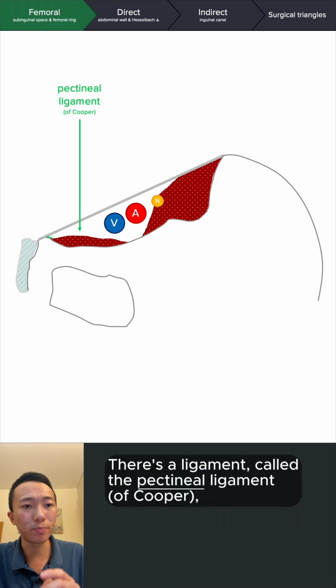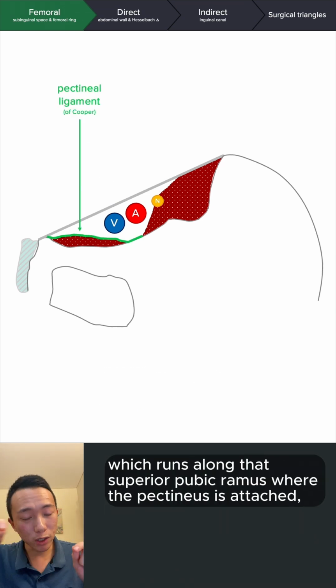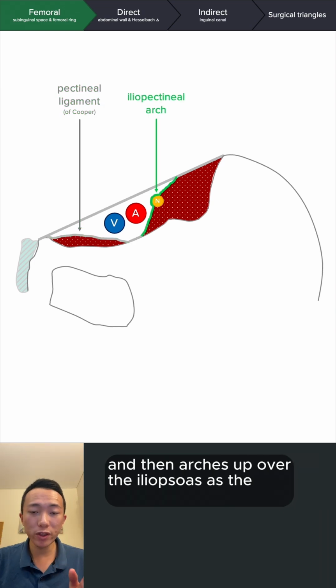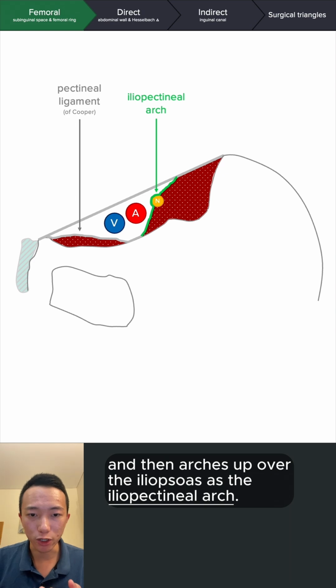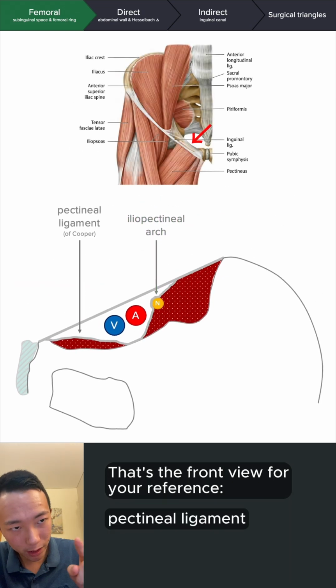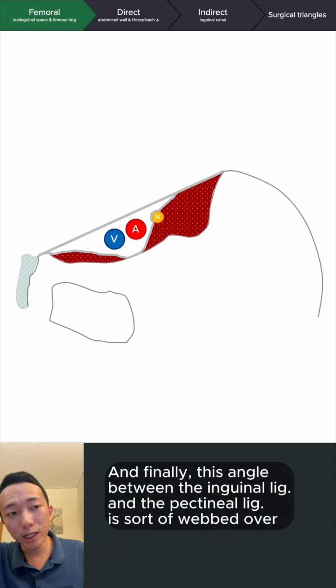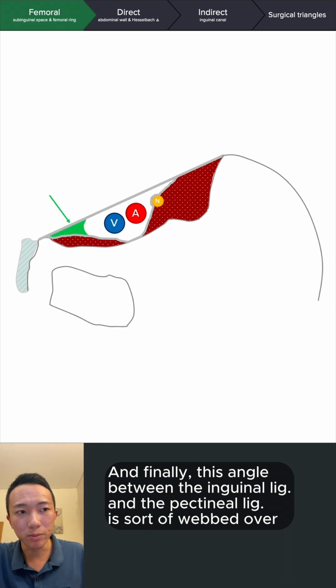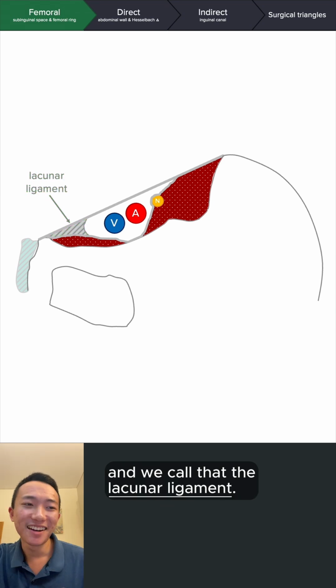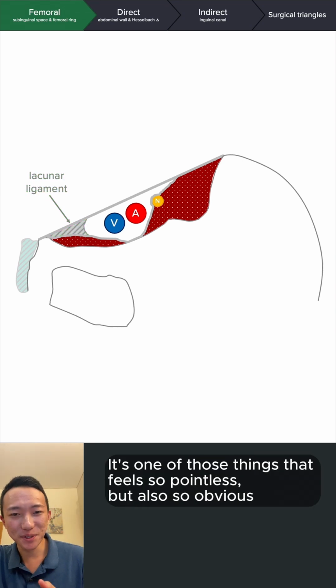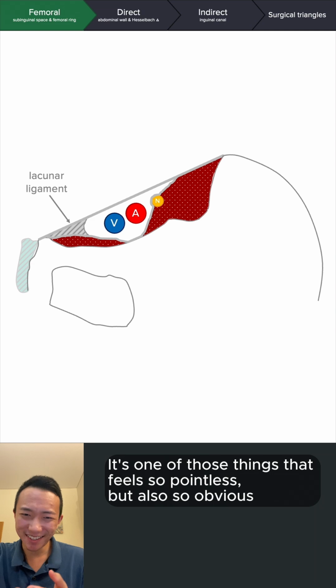There's a ligament called the pectineal ligament of Cooper, which runs along that superior pubic ramus where the pectineus is attached, and then arches up over the iliopsoas as the iliopectineal arch. That's the front view for your reference. Pectineal ligament, iliopectineal arch. And finally, this angle between the inguinal ligament and the pectineal ligament is sort of webbed over, and we call that the lacunar ligament. I love the lacunar ligament. It's one of those things that feels so pointless, but also so obvious, you know what I mean?